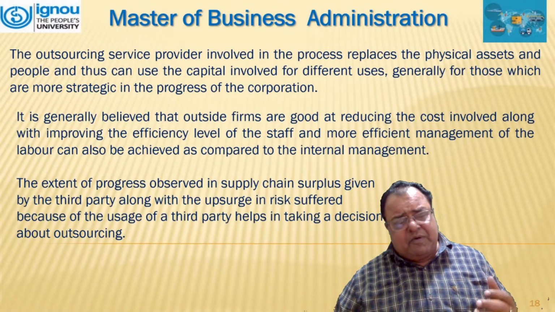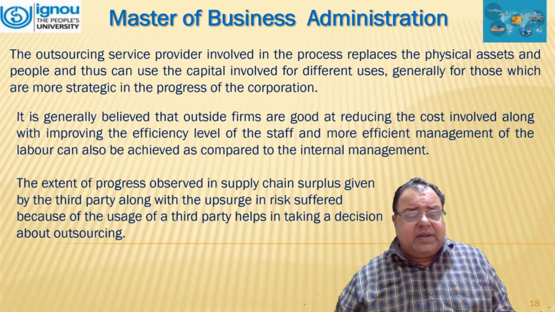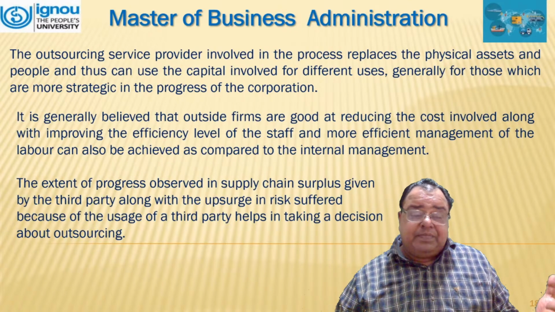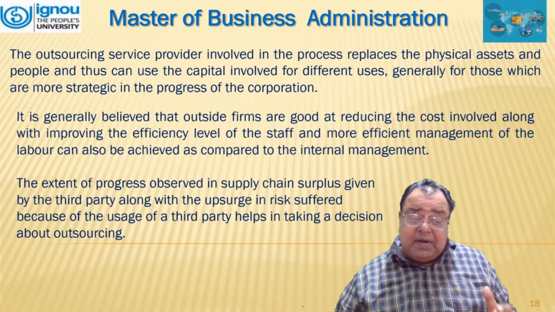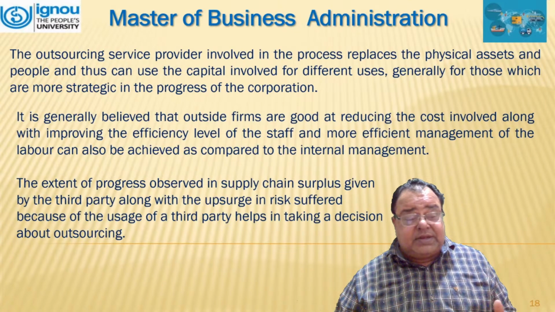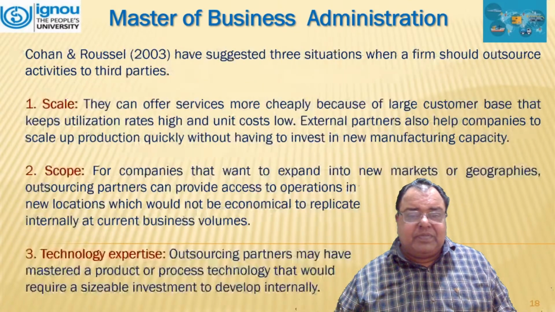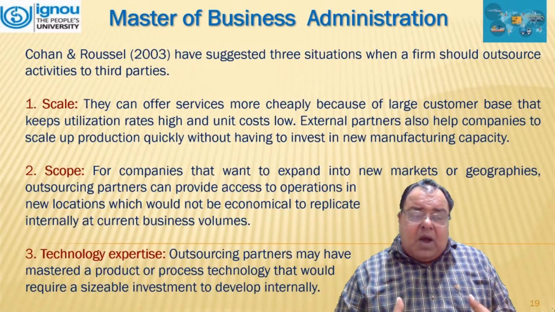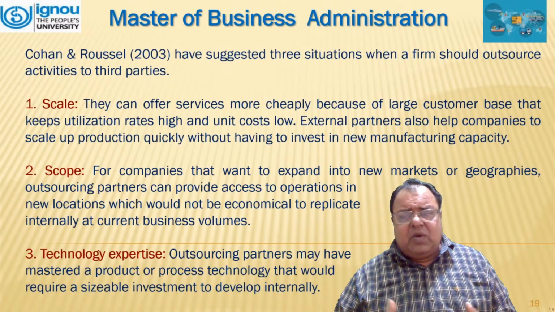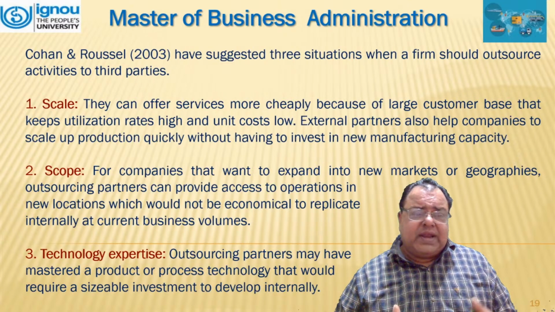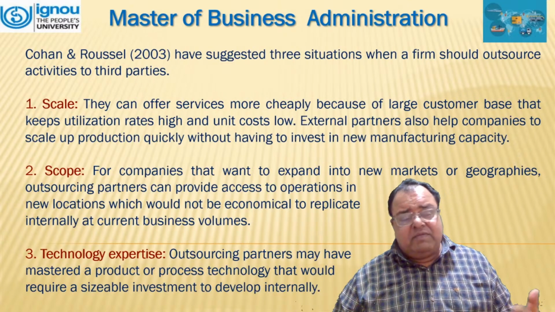The extent of progress observed in supply chain surplus given by the third party, along with the upsurge in risk suffered because of usage of a third party, helps in taking a decision about outsourcing. Cohen and Russell have suggested three situations when a firm should outsource activities to third parties. First one is scale.